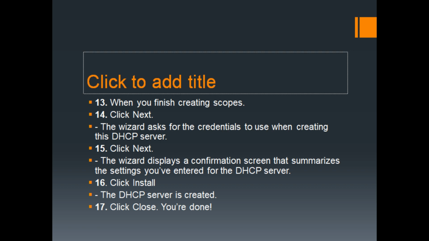Click Next. The wizard asks for the credentials to use when creating this DHCP server. 15. Click Next. The wizard displays a confirmation screen that summarizes the settings you entered for the DHCP server. 16. Click Install. The DHCP server is created.